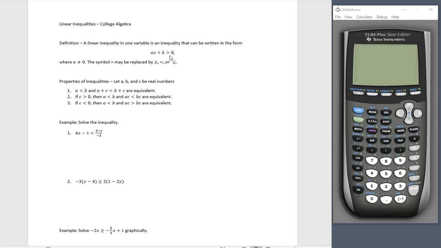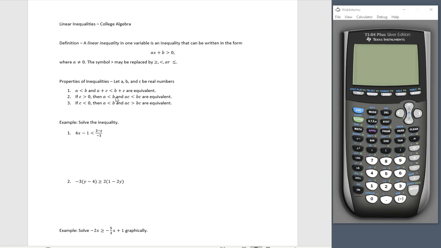It seems very similar to a linear equation. The only difference is the inequality sign. A cannot be 0, or else we will not have a variable, and we could use any of the four inequality symbols. Now, there are properties of inequalities just like there are properties of equations.